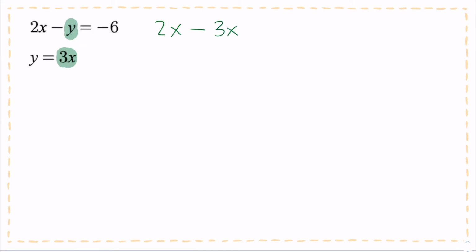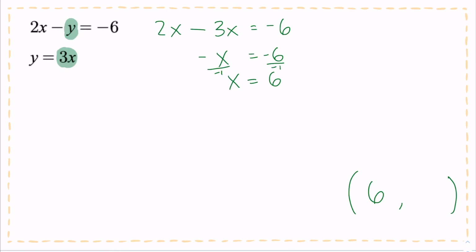Minus 3x. Notice how it did not replace the negative sign, it just replaced y equals negative 6. And then combining those, we get negative x equals negative 6. So x equals 6, because there I just divided both sides by negative 1. Okay, so that's the x coordinate of our solution. How do we find the y coordinate?